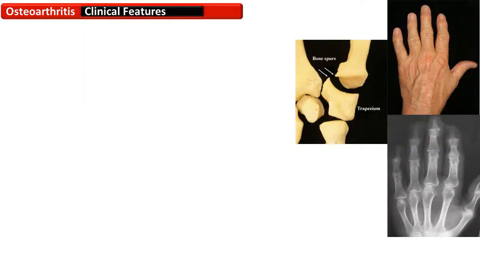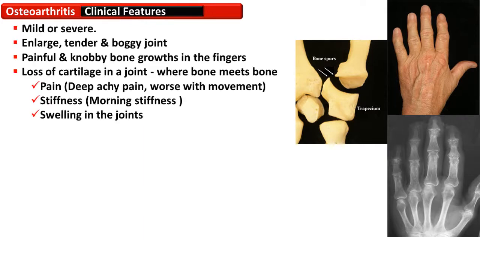The patient of osteoarthritis is usually an old man or woman. If the signs and symptoms are present in younger individuals, the underlying cause for the osteoarthritis must be sought. The symptoms can be mild or severe. The joint is enlarged, tender, and bulky. It is painful, and there can be knobby bony growths in the fingers, and loss of cartilage in the joint will result in deep achy pain. This pain gets worse with movement. There is morning stiffness in the joint, but it relieves after some time with activity, and there is swelling of the joint also.